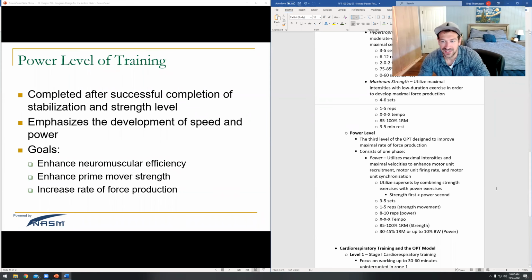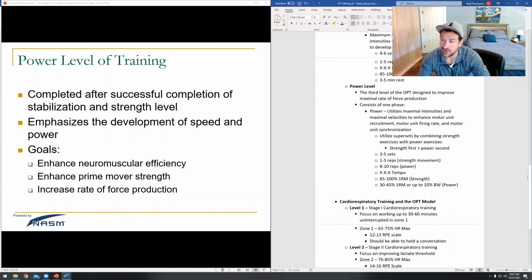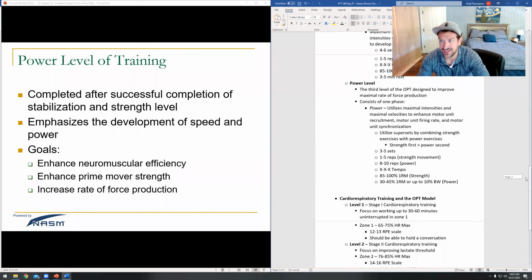All right. Lastly, we got the power level. This one's going to get complicated again, kind of similar to phase 2. But the idea here is this is the peak performance stuff, right? Now, what is power? Power is a formula, right? It's force, which is the weight you're lifting, times velocity, which is the speed you're traveling. So if you do a lot of force, is that going to increase your power? Yeah, a little bit. If you do a lot of velocity, is that going to increase your power? Yeah, a little bit.